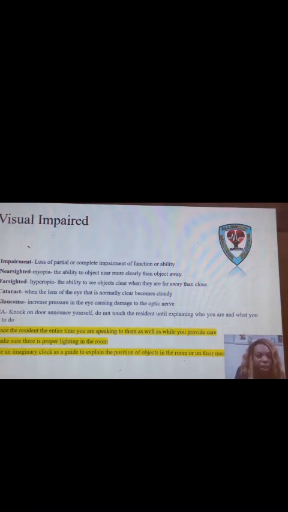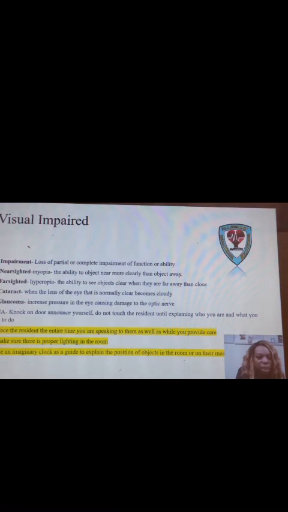A cataract can cause visual impairment. Cataracts occur when the lens of the eye that is normally clear becomes cloudy. Glaucoma can contribute to visual impairment. It is increased pressure in the eye, causing damage to the optic nerve.